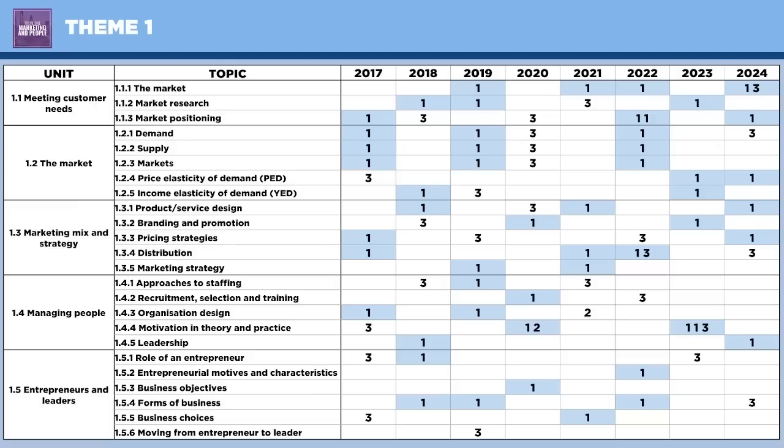The last section as well, 1.5, roles of the entrepreneur, entrepreneurial motives and characteristics. We haven't had that for a couple of years. We haven't had much on objectives and strategies and stuff like that there. We had a forms of business question on paper 3 last year, but not on paper 1. Opportunity costs and trade-offs hasn't been assessed for a few years. It's been a 3-year gap. Last time it came up, it was after a 3-year gap. So there's some things worth potentially having a look at there.